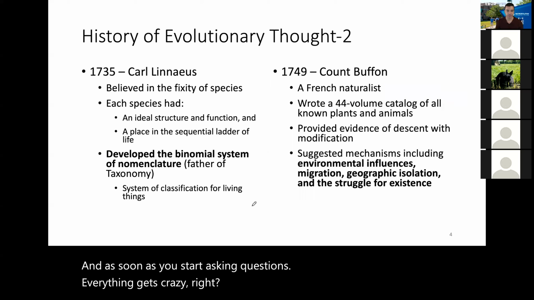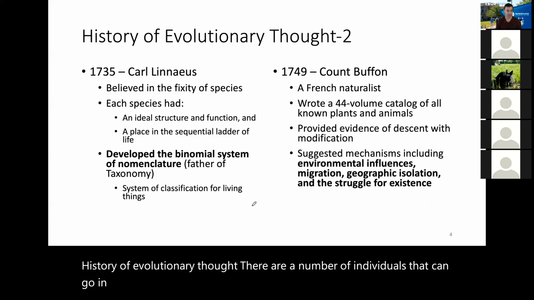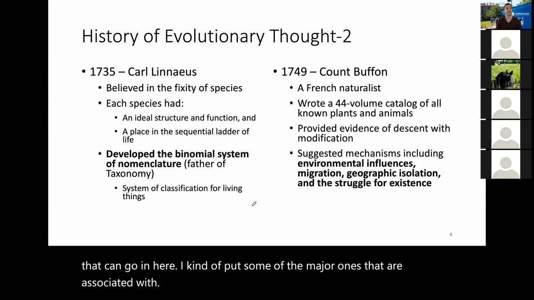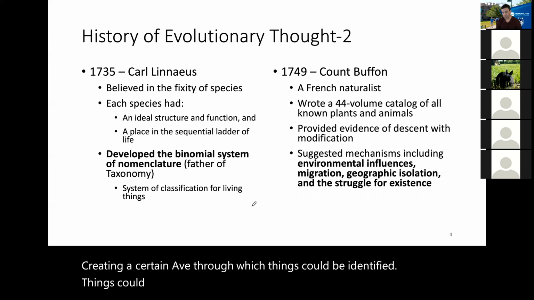So let's look at some of the history of evolutionary thought. All right, there are a number of individuals that can go in here. I put some of the major ones that are associated with giving a specific kernel, creating a certain avenue through which things could be identified, things could be related to one another.